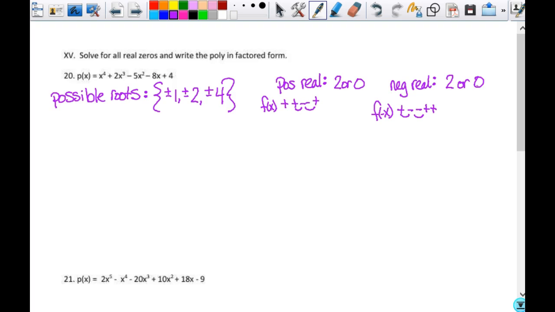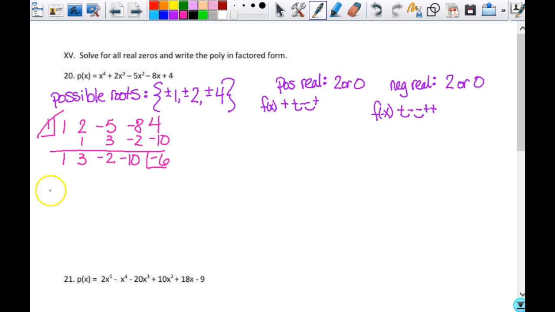All right, so now I've just got to start going down my list. So I'm going to start with the easiest one, a 1. My coefficients here are 1, 2, negative 5, negative 8, and 4. So 1 gives me 1, 3, negative 2, negative 10, negative 6. Okay, so that tells me positive 1 is not a root.